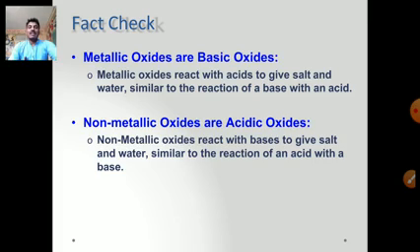And next one, non-metallic oxides are acidic oxides. Non-metallic oxides react with bases to give salt and water. This is similar to the reaction of acids with bases.